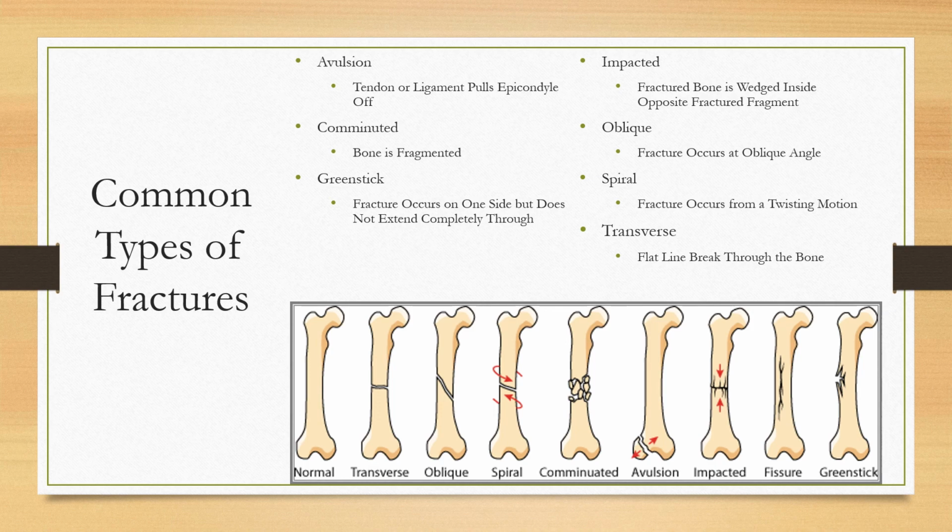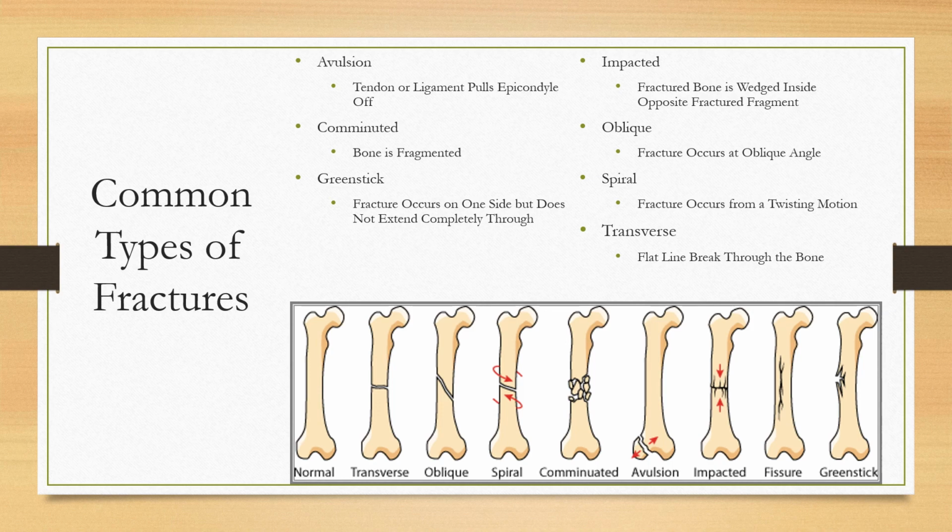An oblique fracture just means that the fracture isn't going straight across the bone, it's going at an angle, so usually diagonal. A spiral fracture typically looks like an oblique fracture, and it's usually from a twisting motion where the bone fractures because of all the force, and we call it a spiral fracture. A transverse fracture is just a straight line right across.